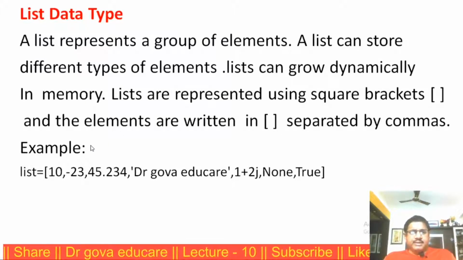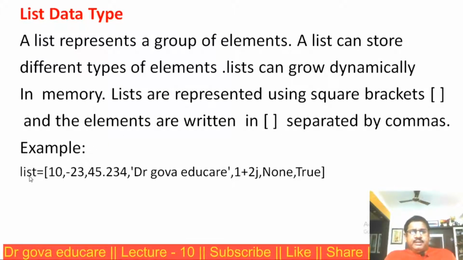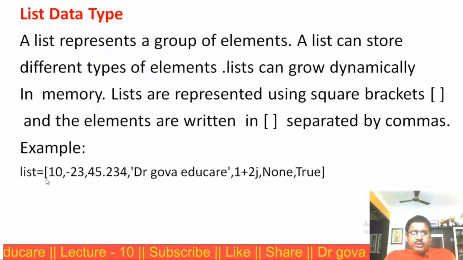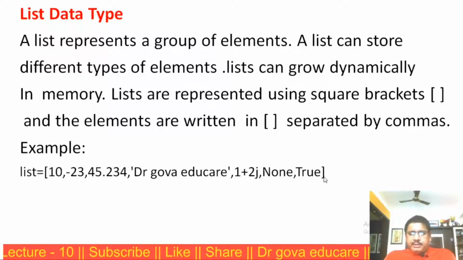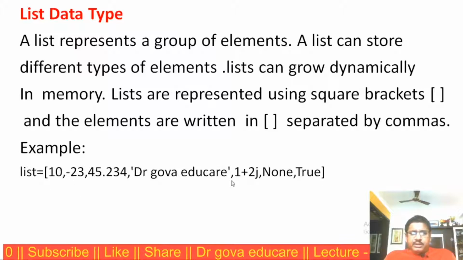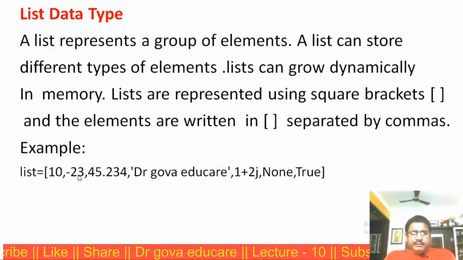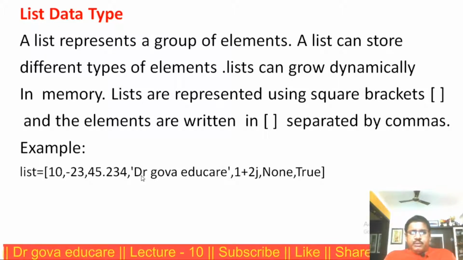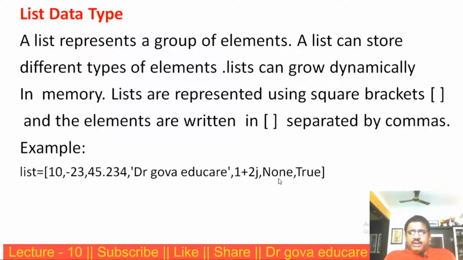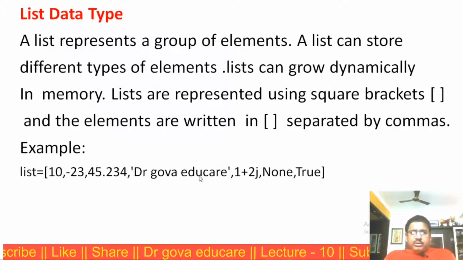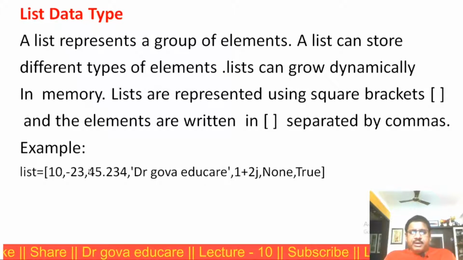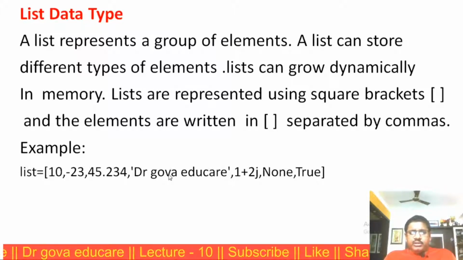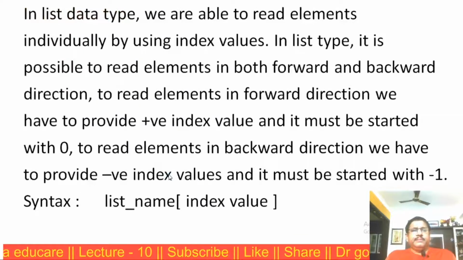So this is the example. List is equal to, within the square brackets we are inserting the elements 10, minus 23, 45.234, Dr. Goa, Educare, 1 plus 2j, none, true. That means a list holds different data types, or a list holds heterogeneous elements.